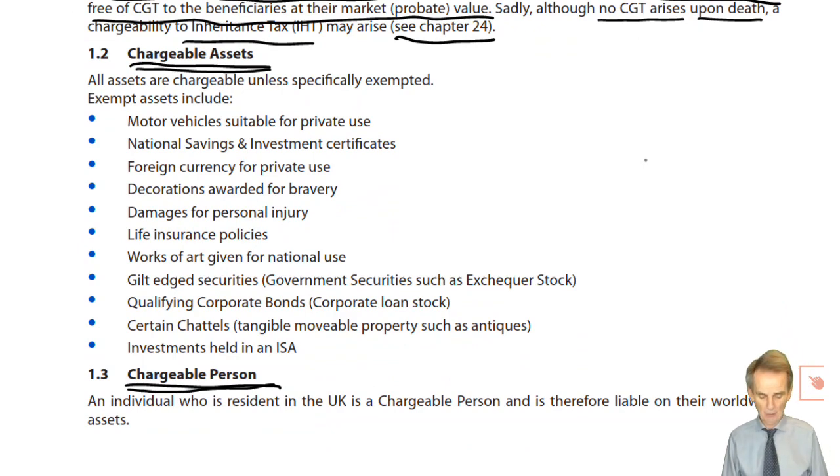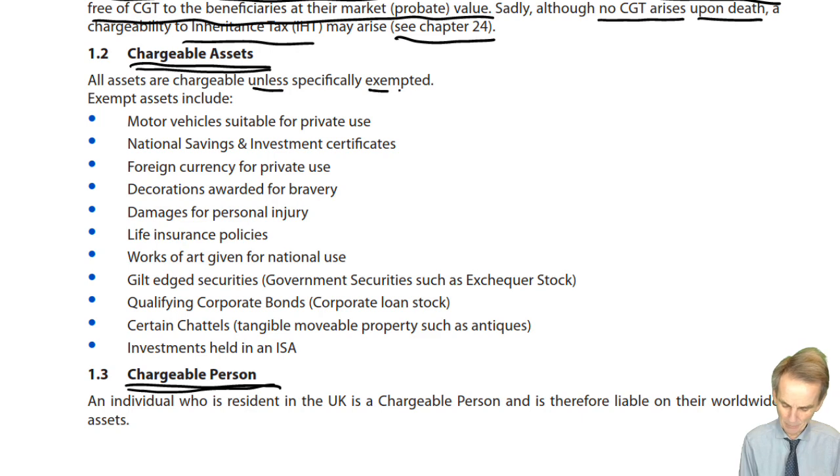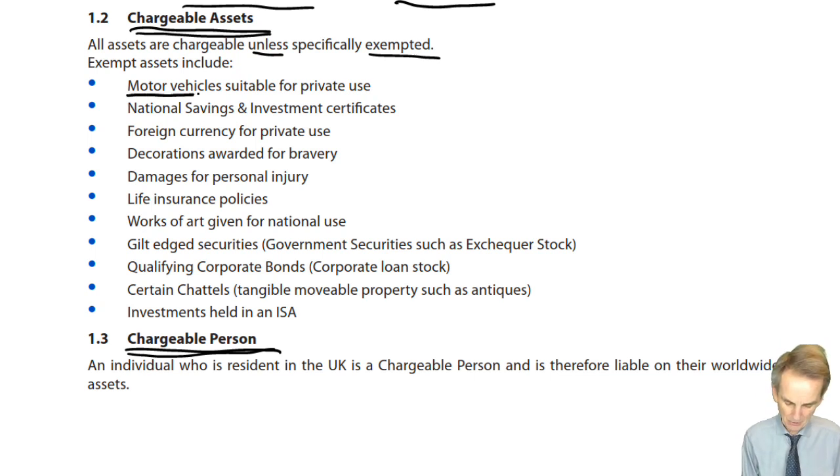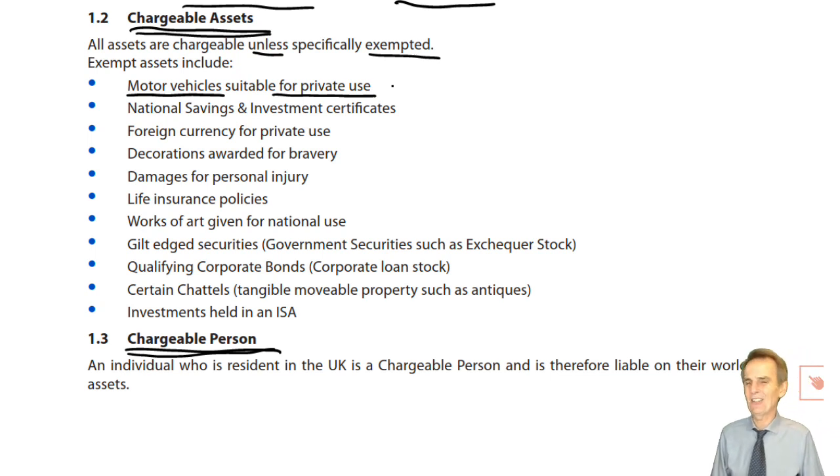Right, chargeable disposal. On to chargeable assets. Very simple definition of chargeable assets. All assets are chargeable unless they are specifically exempted. Now, there are a number of exempt assets, not usually mounting up to huge amounts. But again, these are the ones that you need to know. These are the important ones. First of all, and the most common one, motor vehicles suitable for private use. Basically motor cars there. Motor vehicles suitable for private use. Those are exempt assets. Now again, this is not some generous move on part of HMRC.